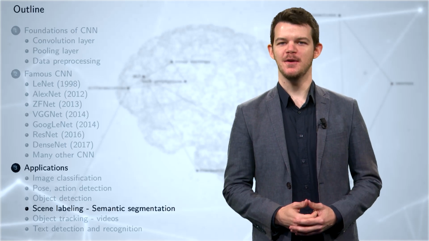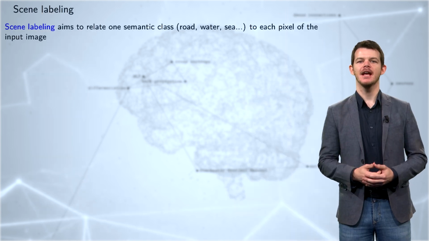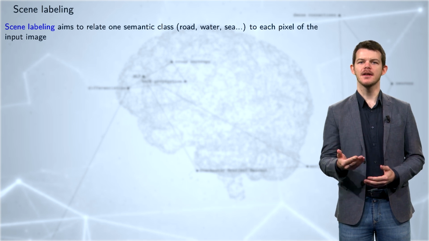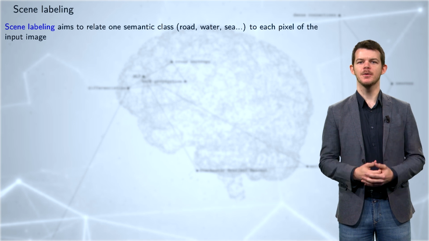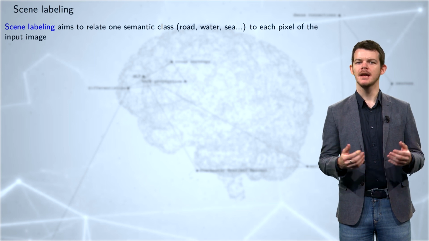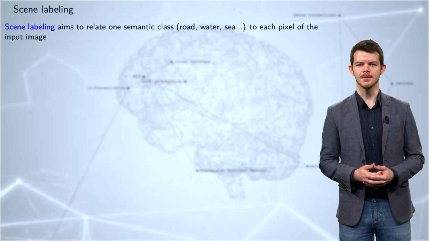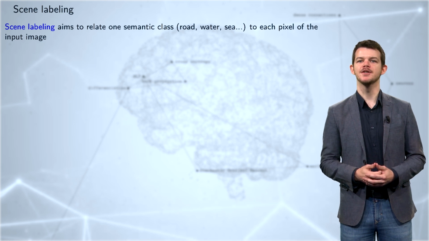Now, we're going to look briefly at the scene labeling, the segmentation problem. Scene labeling aims to relate one semantic class such as road, water, sea to each pixel of the input image. A major problem in scene labeling is the fact that the algorithm must take into account the global organization of the picture to predict each pixel, since, for example, it is really unlikely to observe one pixel of road between two pixels of water.